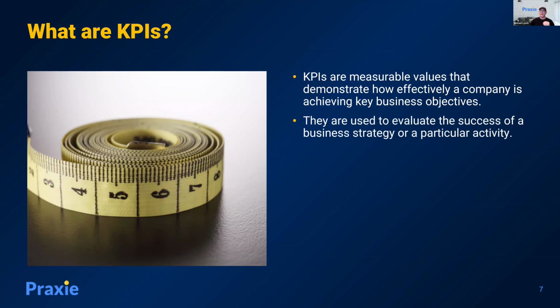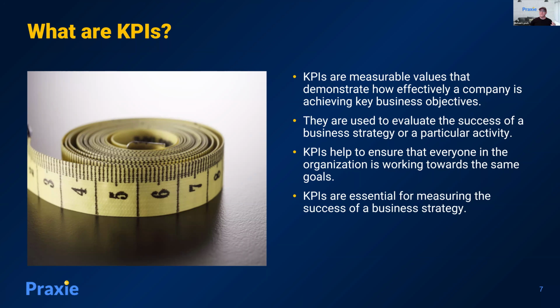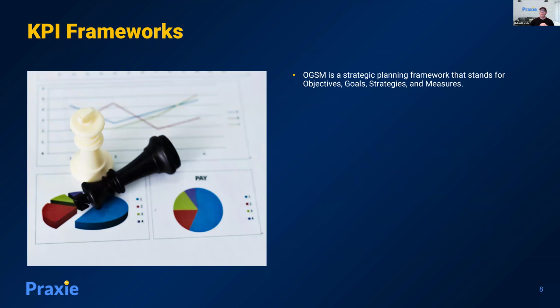They're used to evaluate the success of a business strategy or particular activity. What are you trying to achieve? How's it going is effectively the question. That's the KPI. How's it going against what you're trying to achieve? KPIs help you ensure everyone in the organization is working toward the same goal. So if you know what the KPI is and everybody's trying to achieve it, that aligns the team. They're essential for measuring the success of the business, and creating effective KPIs is a crucial process for any business. That's what we're going to talk about here today.